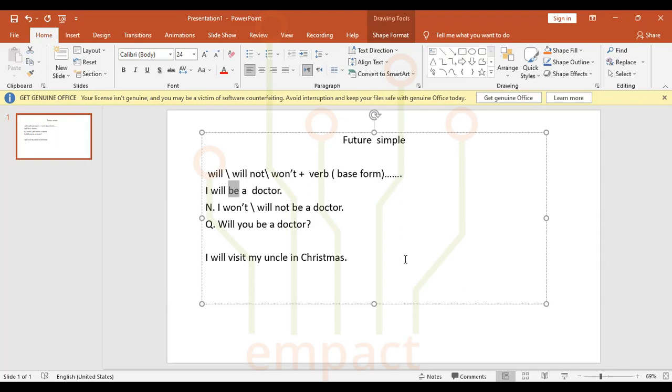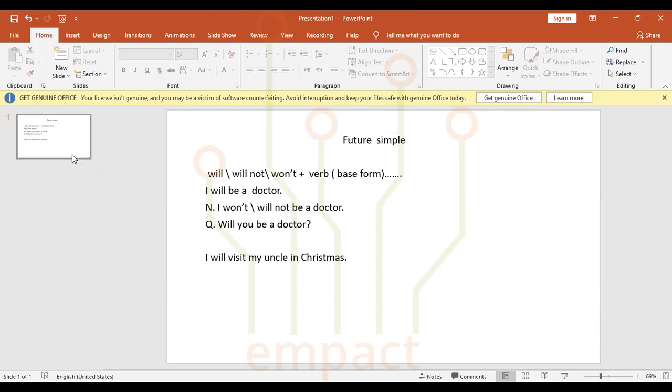Okay, we have another style for future simple. This tense is about something you are going or thinking to do without having any plan. So once we have a sentence formed with will, it means there is no plan for this, but you are thinking about visiting your uncle in Christmas, but you don't have any plan. But if I would like to change this sentence for the second style of future, I have to use be going to. You guys, do you have any idea about be going to?